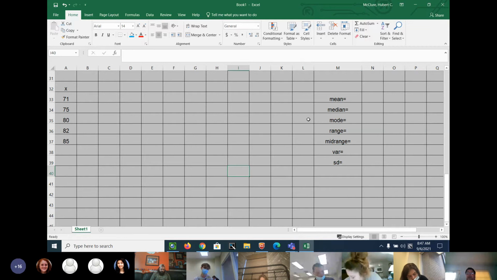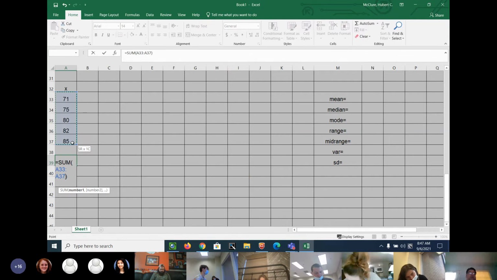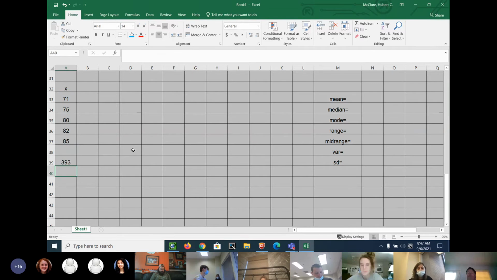Now, of course, the mean, you're going to add everything up and divide by 1, 2, 3, 4, 5. So I'm going to add everything up. Let me get a sum down here. I need y'all to add those up on your calculator and see if you get 393. See if you get 393.